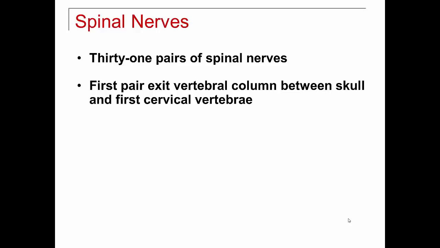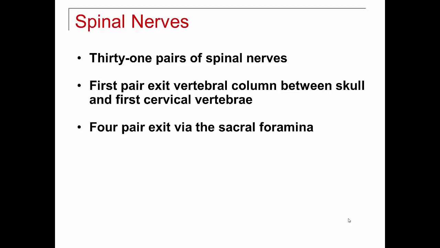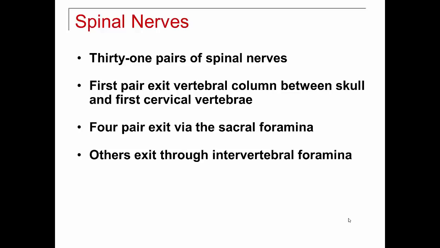The next vertebra, thoracic vertebra 1, or T1, so T1 will exit just below that. The numbering then continues down the spinal cord for the rest of the spinal nerves. We do have 4 pairs of spinal nerves that exit in the sacral foramina. Those are the holes within the sacrum that I mentioned before. Originally, the sacrum was individual bones, but as we develop, those bones fuse together. The rest of the spinal nerves exit through the intervertebral foramina, or those holes that I pointed out earlier between each of the vertebrae on the posterior side of the vertebral column.